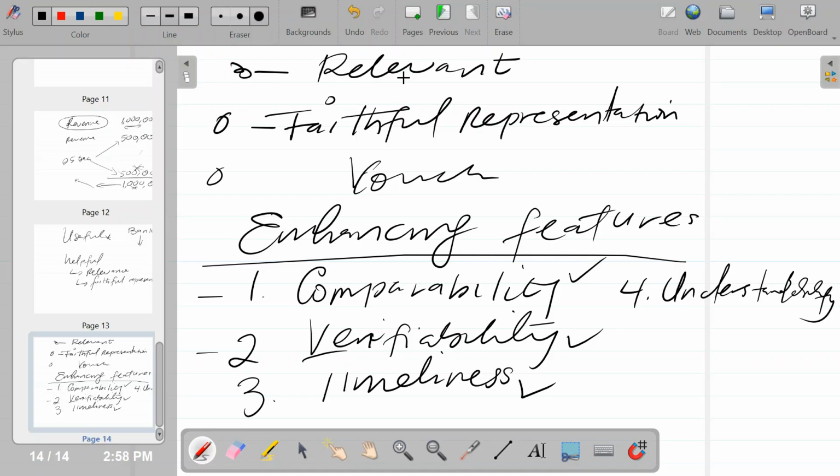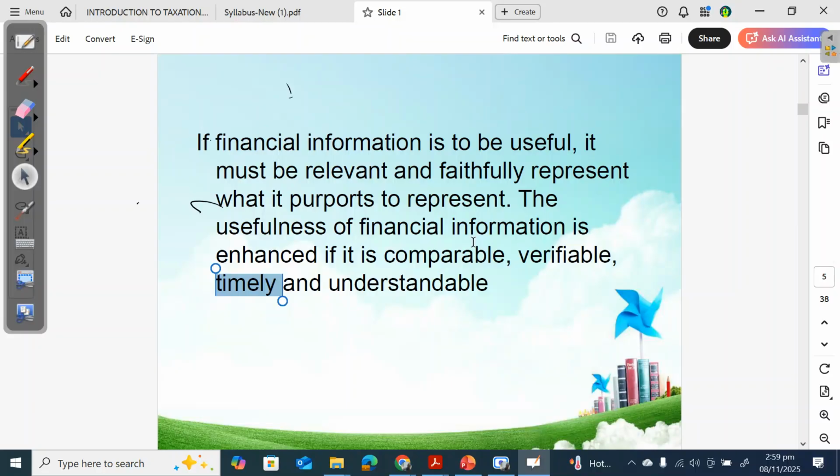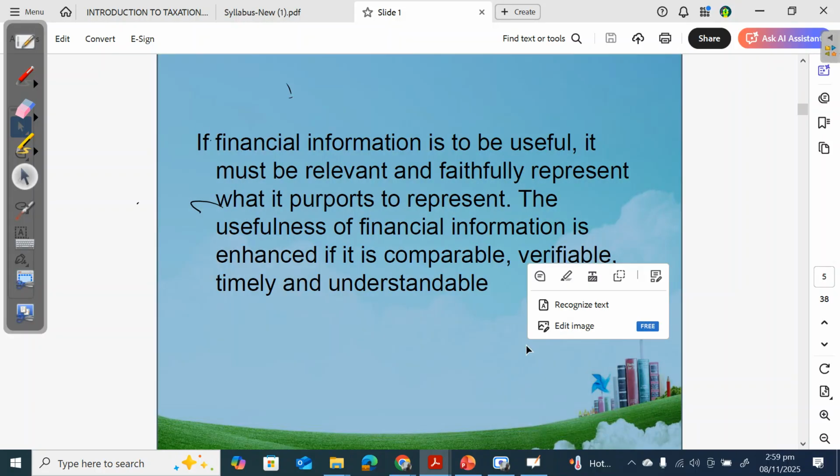Yes. So in audits, some of the adjustments we do are classification. Wrong classification. We usually check those things. Make sure you are classifying items correctly. All right. Yeah. So these are the enhancing features of financial reports. Okay.